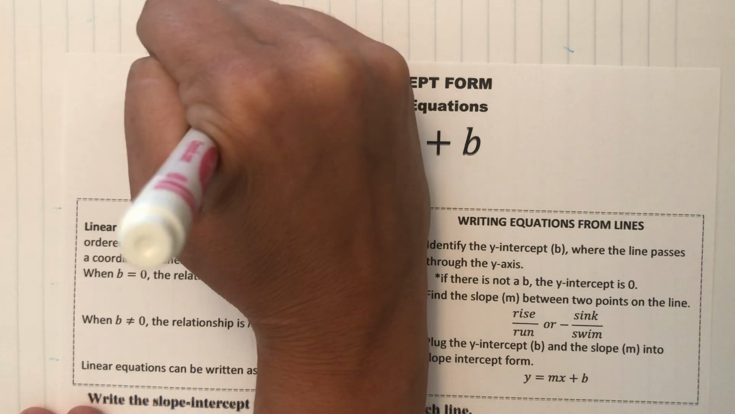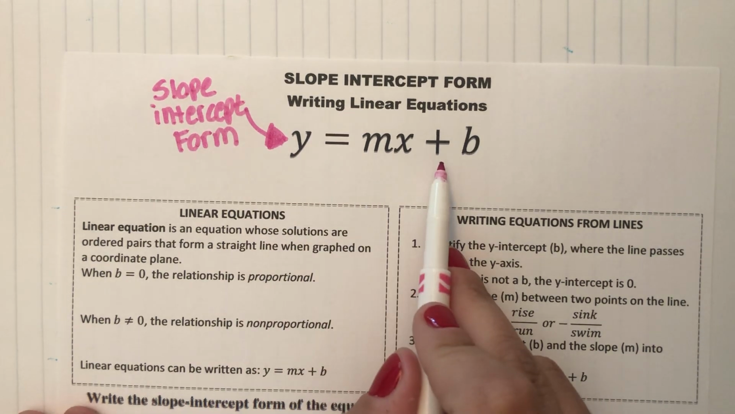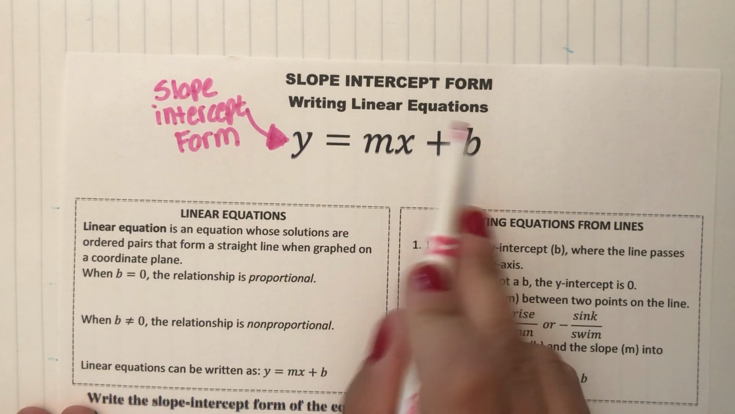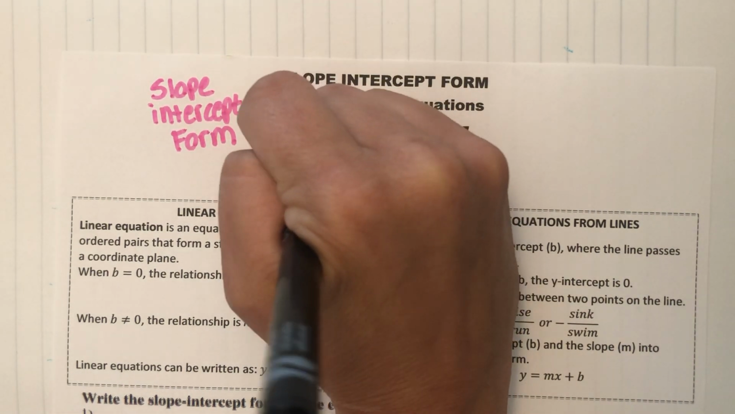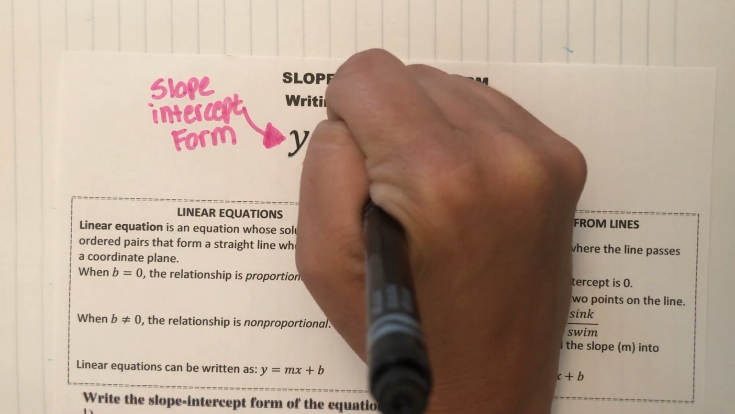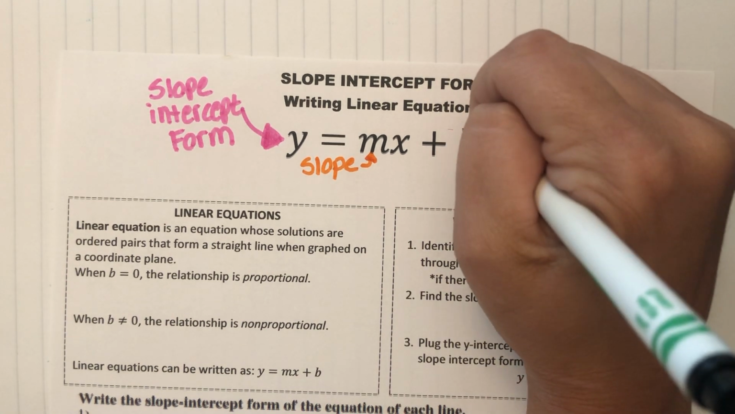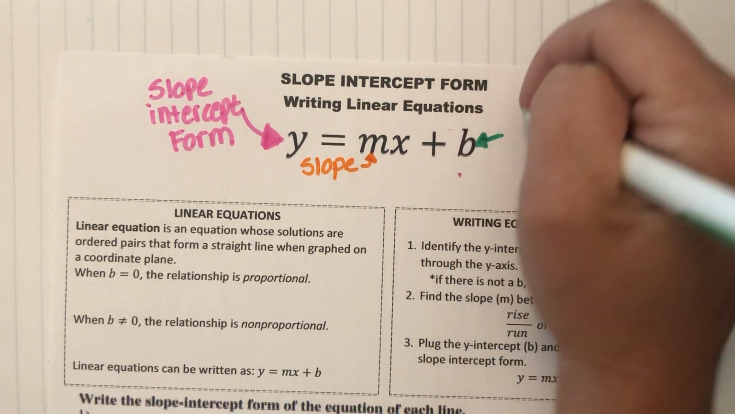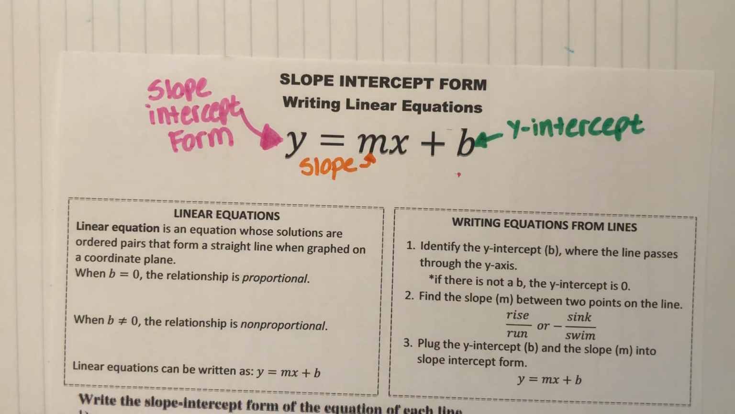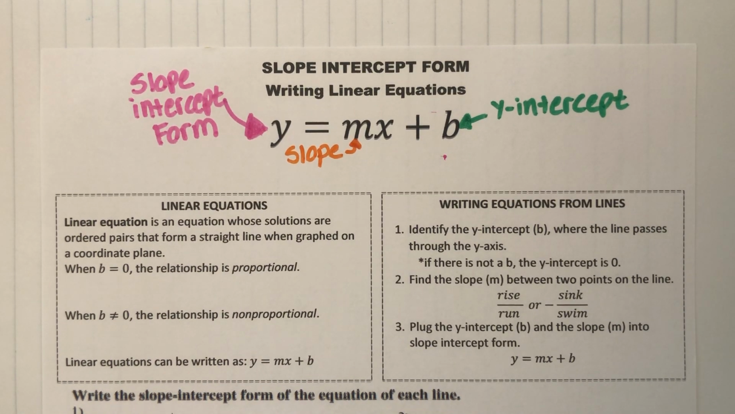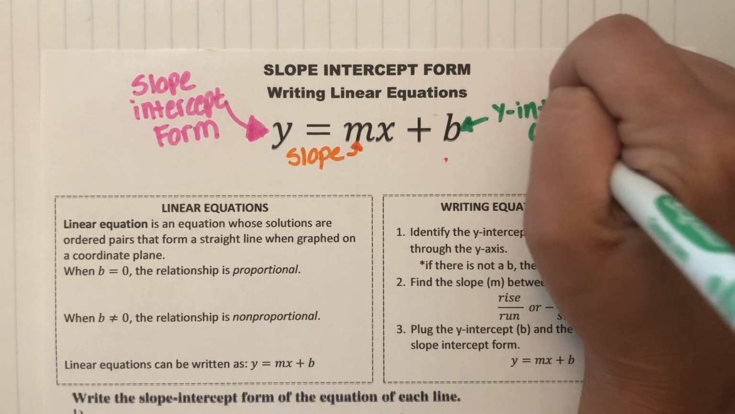Slope-intercept form is how we write linear equations. We write it in this form. Now the m stands for slope. The b represents our y-intercept, and the y-intercept is where our line crosses the y-axis. If we wanted to write it as an ordered pair, it's written as (0, b).